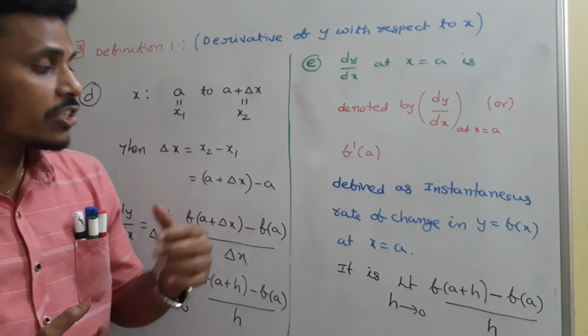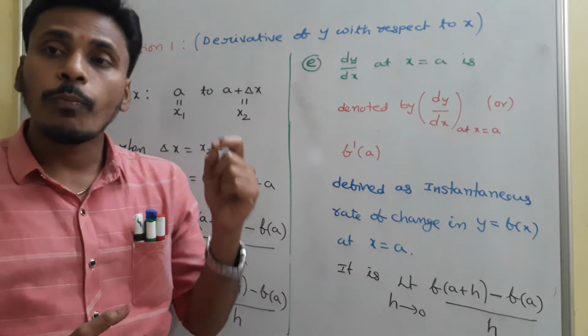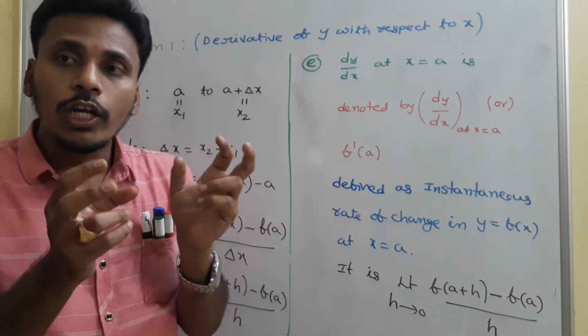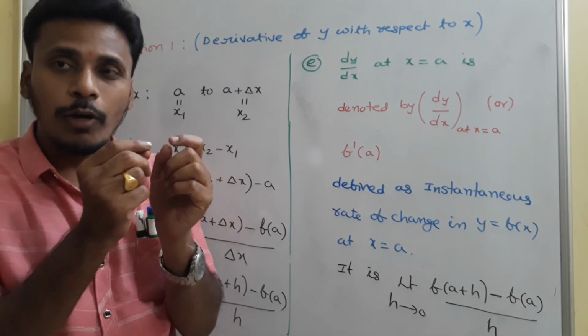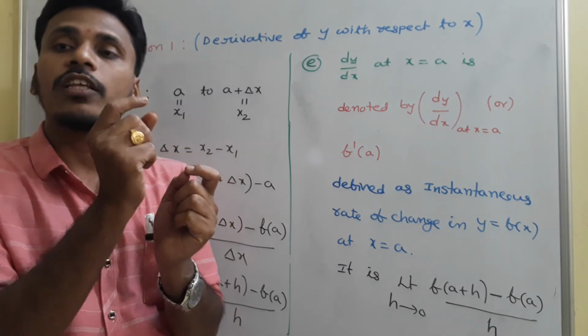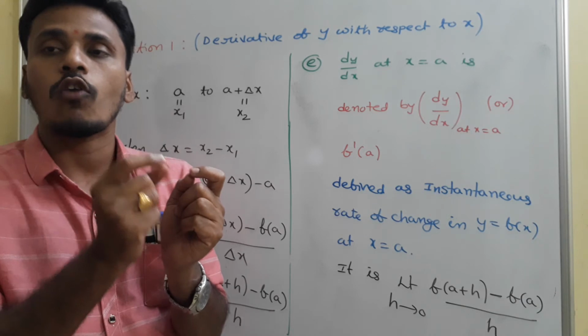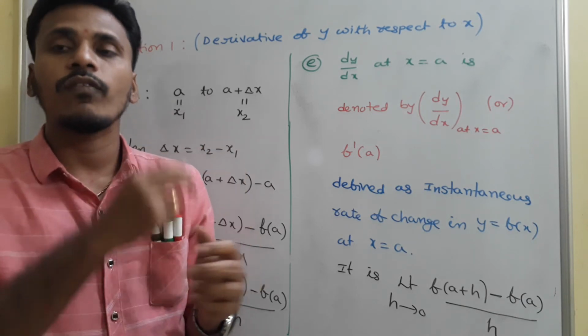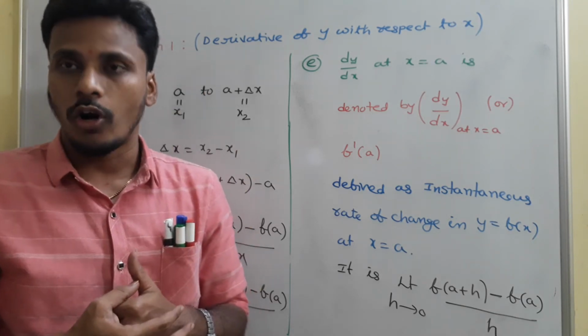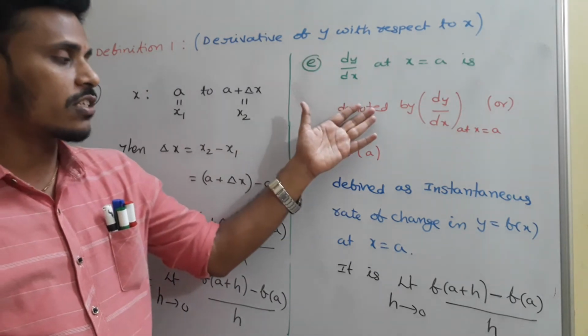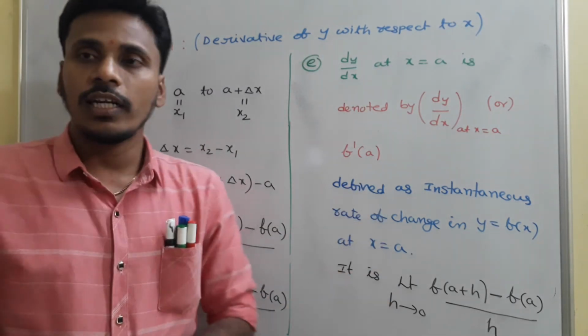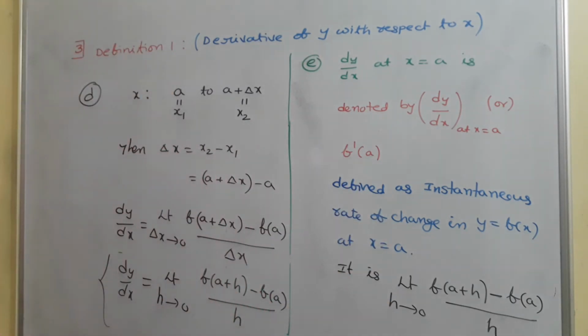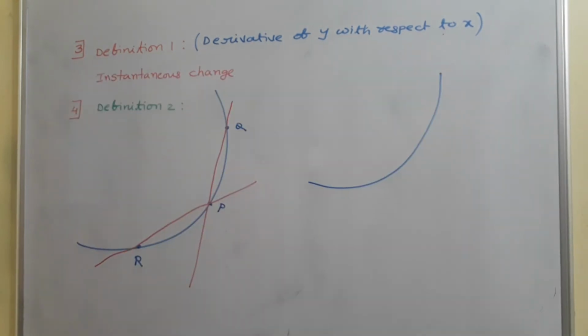So depending on that change, at a particular point a, in a very small region of change in the x coordinate, we are going to observe the change in the y coordinate. That is usually defined in this way, and it is calculated using this limit as h tends to 0 of f of a plus h minus f of a divided by h. That's it. Just have a look.